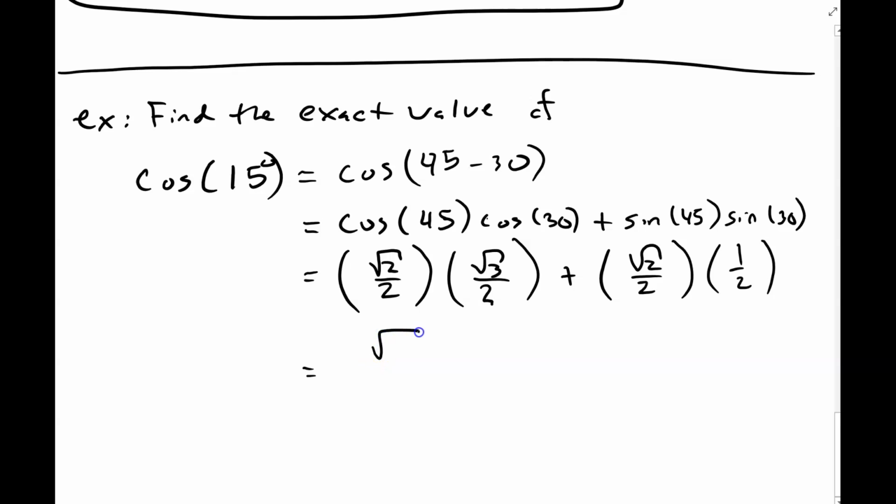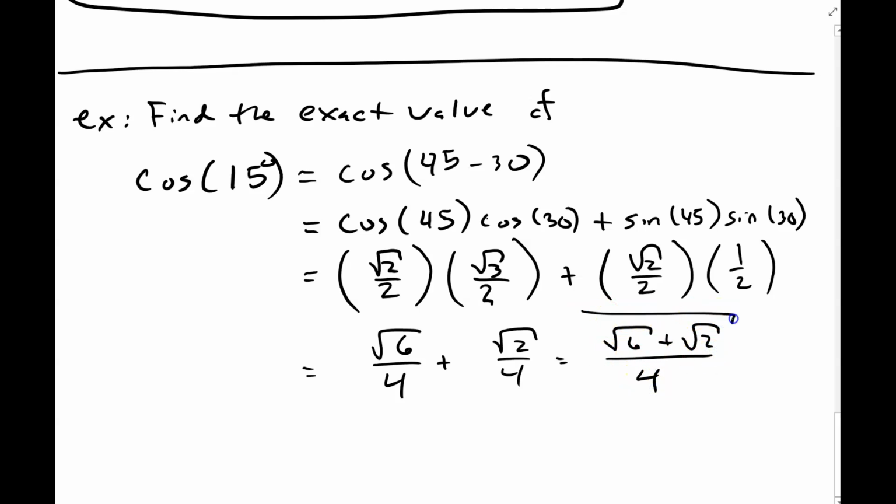So when I multiply these together, I get square root 6 over 4 plus square root 2 over 4. And if I add those together, I can't add the radicals because they're not the same radical, but they do have the same common denominator, so I could write it as a single fraction.